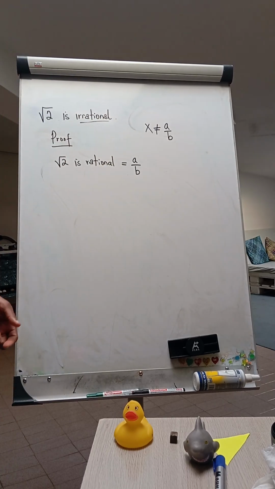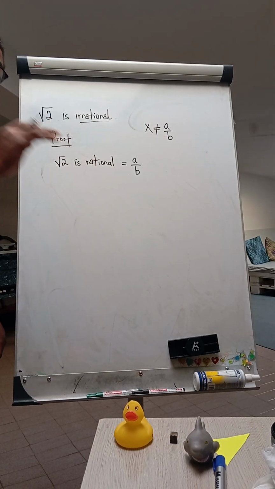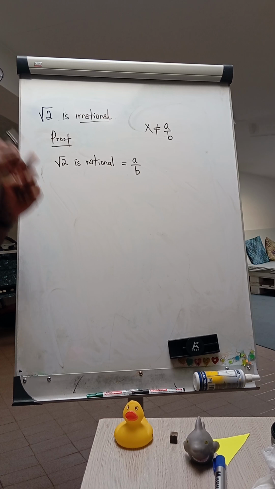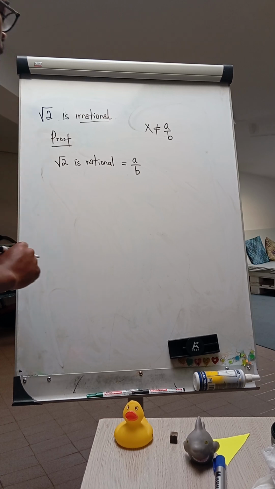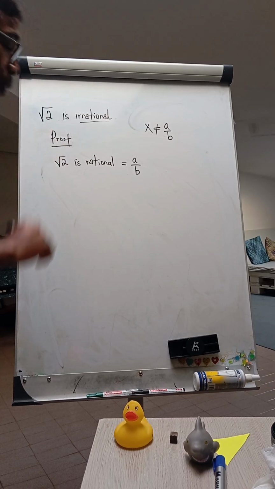Let's say 1 over 2. So it's been reduced. That means the numerator and the denominator do not share any common factor. I repeat, they do not share any common factor. So let's proceed from there. Remember, the first assumption is that the square root of 2 is rational, and the second one is that it's been reduced to its lowest form of rationality, for example 1 over 2.